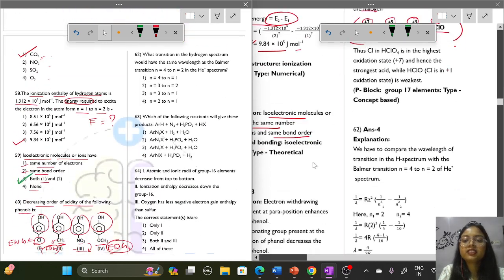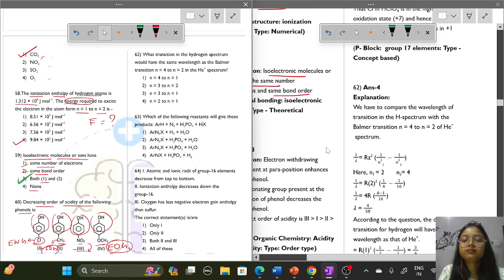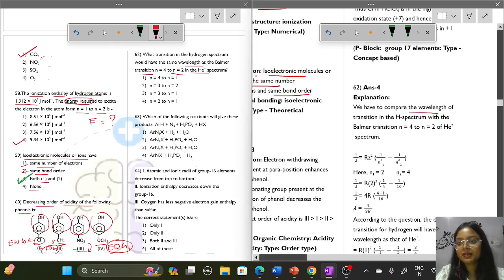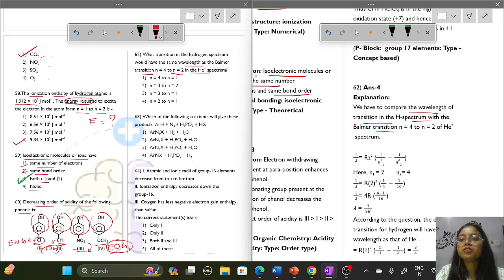Next is question number 62. What transition in the hydrogen spectrum would have the same wavelength as the Balmer transition n equals 4 to n equals 2 in the He plus spectrum, helium plus spectrum? So we have to compare the wavelength of the transition in the hydrogen spectrum with the Balmer transition.